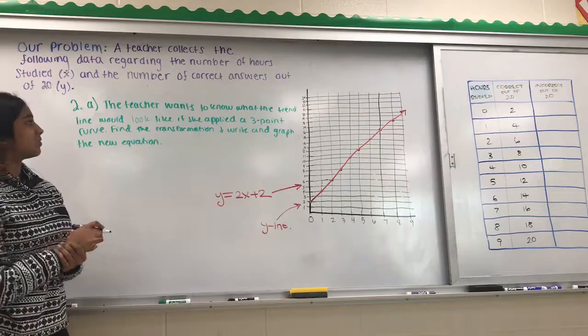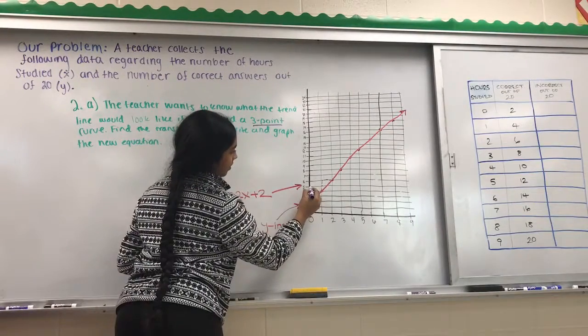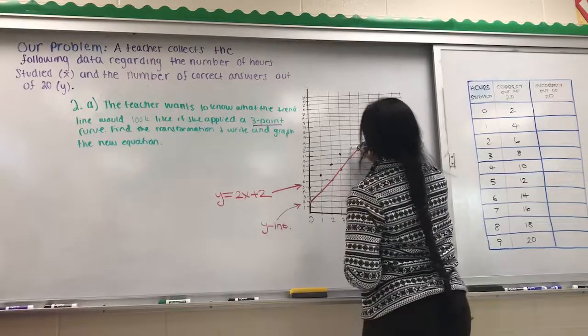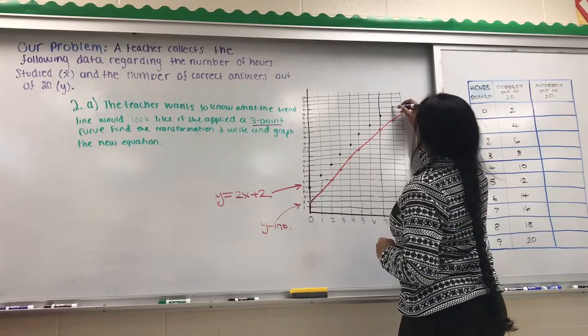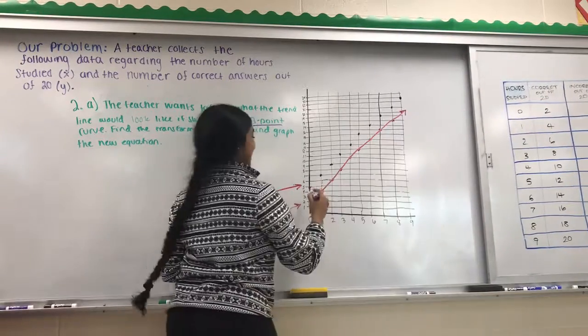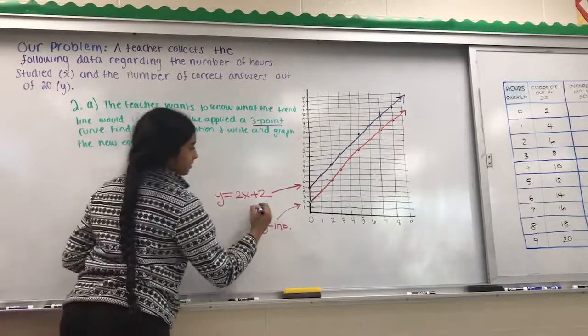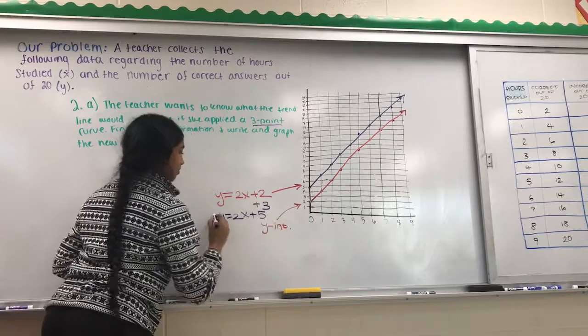So next, the teacher wants to know what the trend line would look like if she applied a 3-point curve. Find the transformation for that trend line and write and graph the new equation. Also note that some students will receive over a 20 out of 20 with a 3-point curve. So all you have to do is take your graph and move it up 3 points to show that there's a 3-point curve. This will add 3 to your y-intercept.